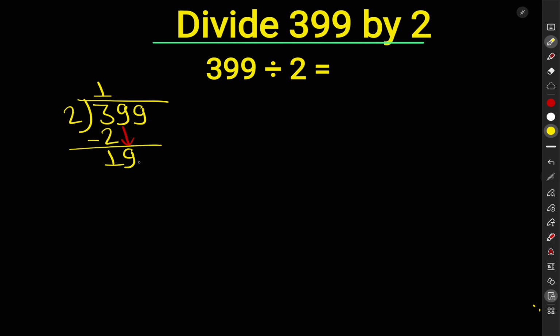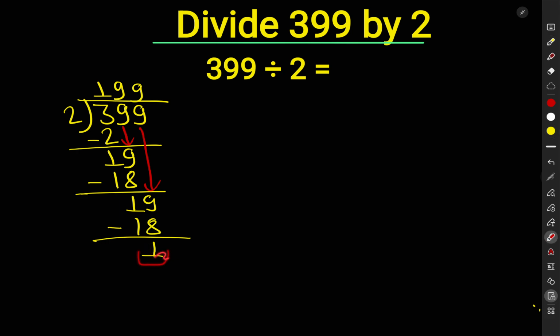So now it is 19 and 2 times 9 means 18. On subtracting it is 1. So we put down this 9 and it is 19. So 2 times 9 means 18. On subtracting it is 1. So now this 1 is less than 2 and there is no other number beside.